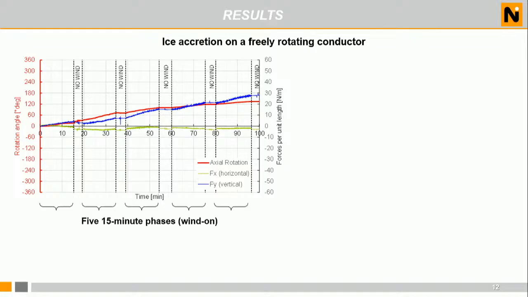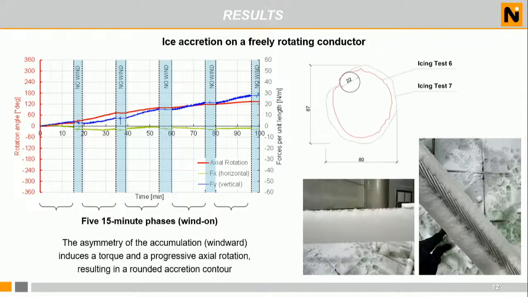We had, in this case, 5 15-minute phases when the wind was blowing in the wind tunnel, and then we had some phases in between without wind. We always had this in every experiment because without wind, we could measure the vertical force which corresponded only to the weight of the snow, of the ice. And in this case, we see that the shape is completely different.